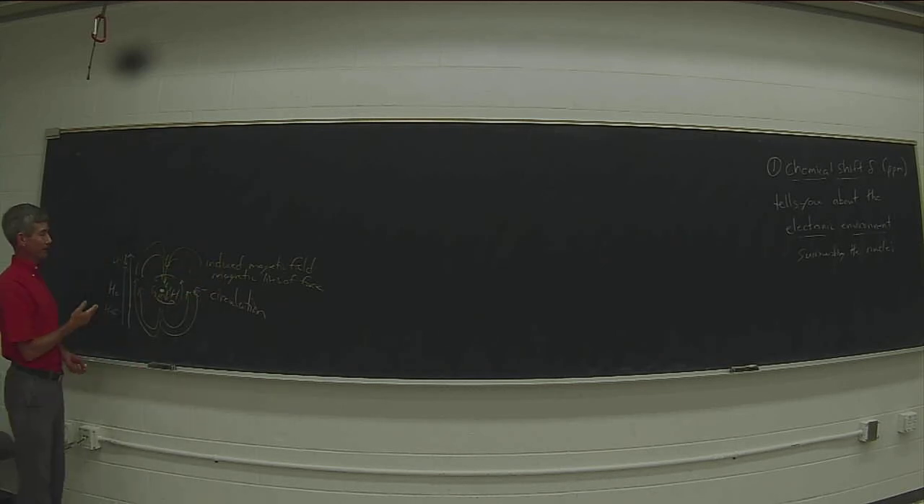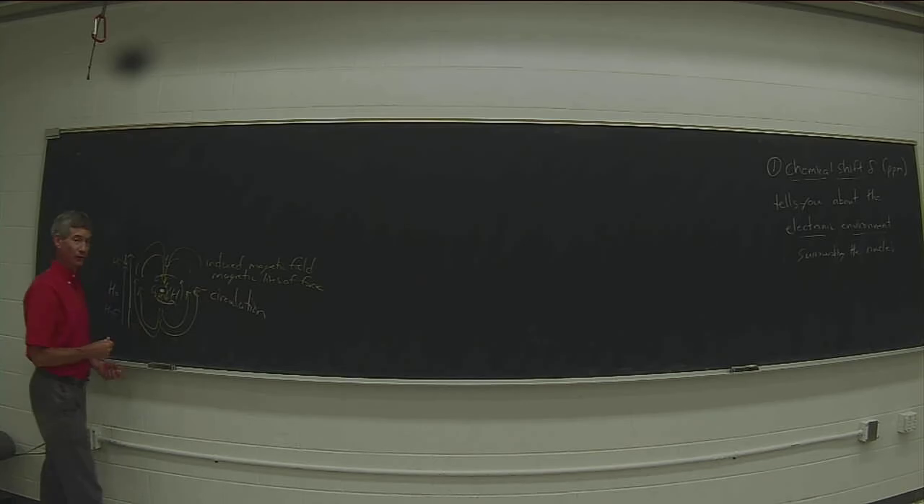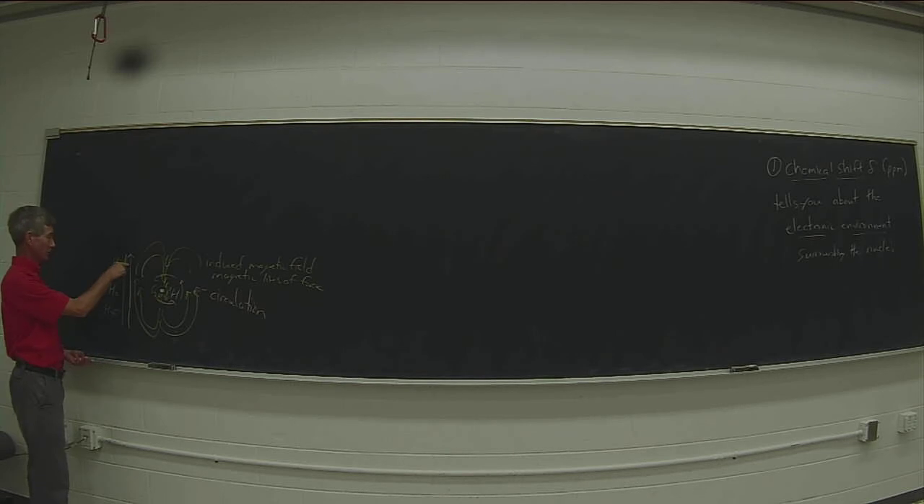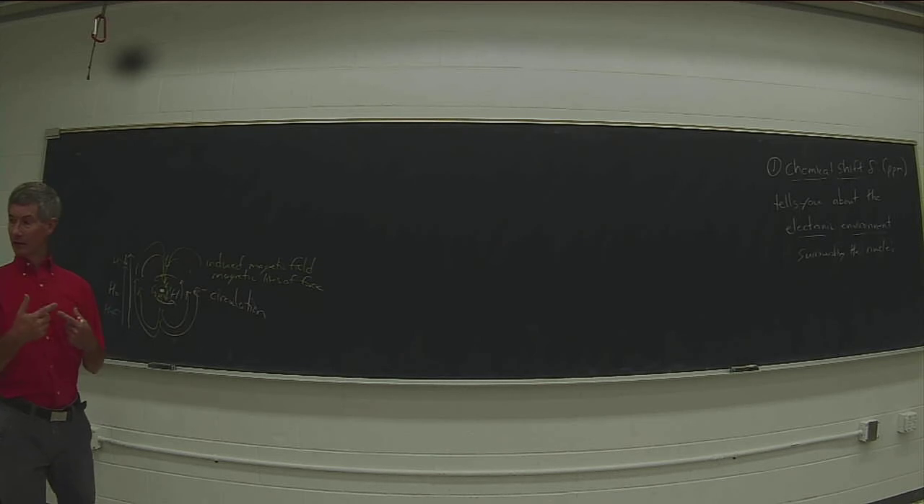So putting an electronegative element and pulling some of that electron circulation away causes it to be less shielded than it would be in the absence of the electronegative element, and causes these peaks to be shifted less, or to be deshielded, shifted further downfield, shielded less.